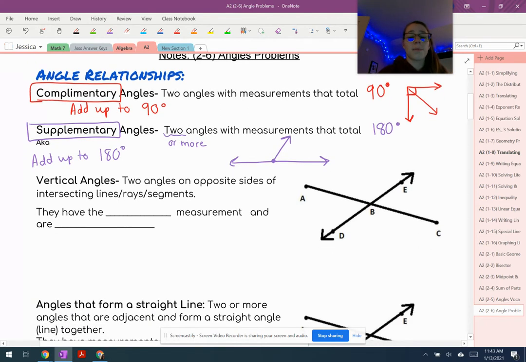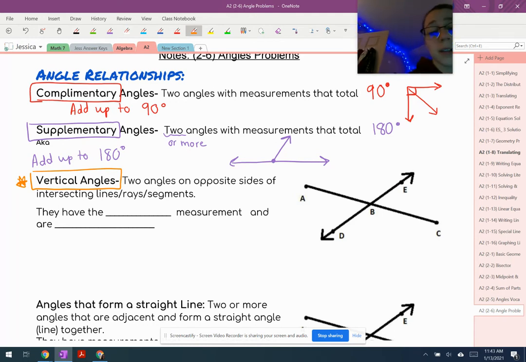The second last, I guess, because I see there's one underneath, are those vertical angles. This is super important because these vertical angles are going to come back to haunt us throughout this entire geometry stint that we're going to do. So vertical angles, two angles on opposite sides of intersecting lines, rays, or segments. They share, we got to add this in, they share a vertex.